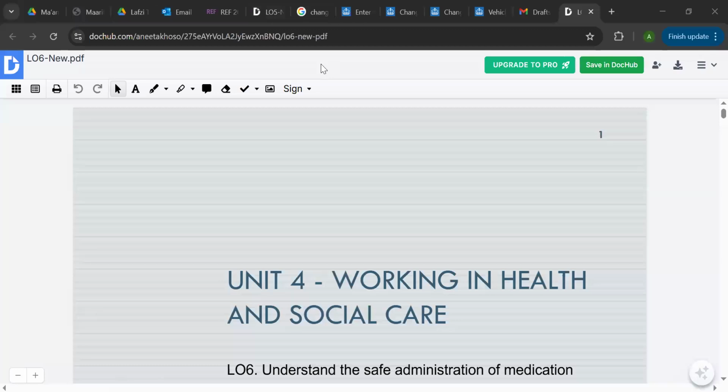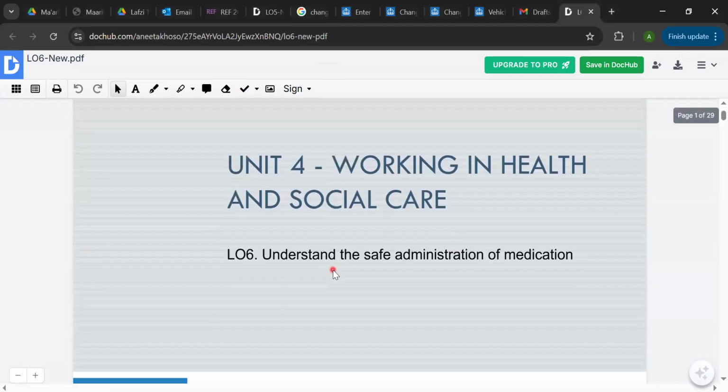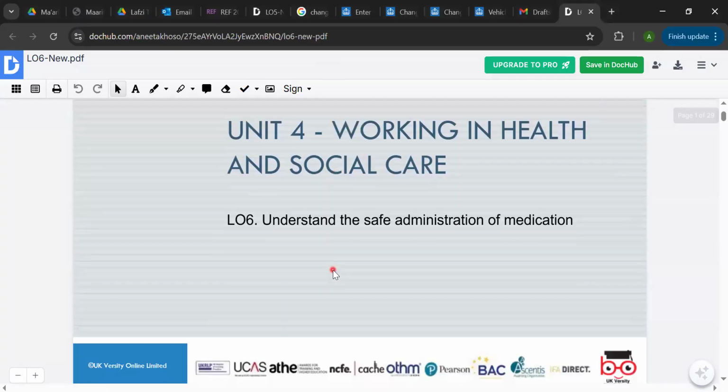Okay, so unit 4, the last learning outcome, is understanding safe administration of medication. What do you think comes under the safe administration of medication? Any rules that you can think of, any steps that you can think of, any prerequisites that you can think of? Anyone?